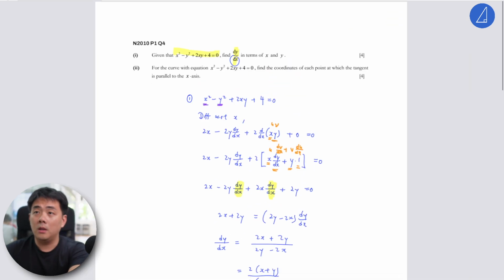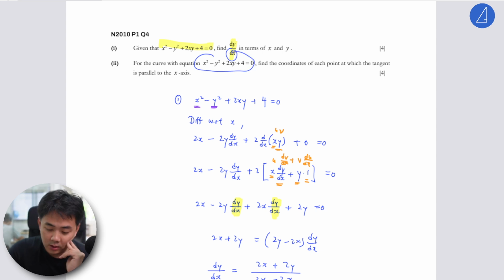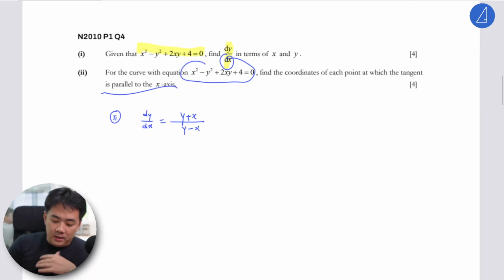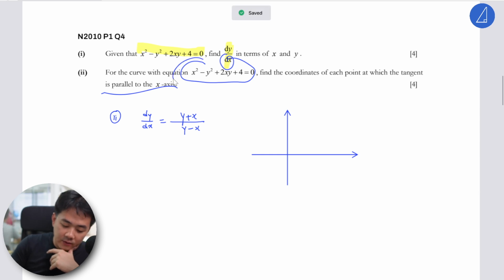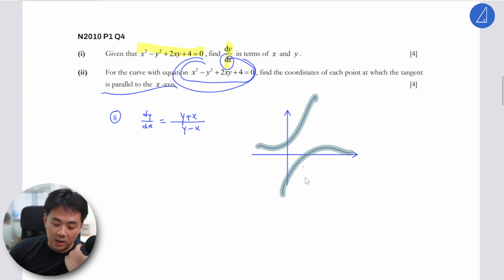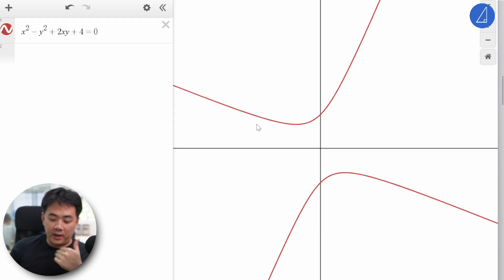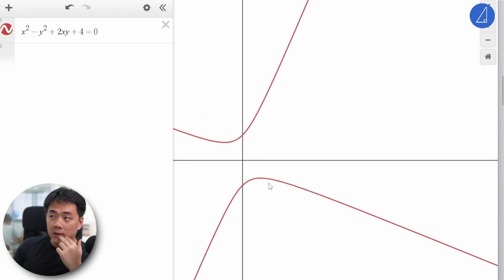Okay, great. Now we try to understand the second part. For the curve with this equation, find the coordinates of each point at which the tangent is parallel to the x-axis. We know that this is dy/dx, and we're not sure what kind of curve this is. Doesn't matter what curve it is, but we could use decimals and sketch it out. It's actually sort of like a tilted hyperbola, so there's an oblique asymptote here, and so on, right?